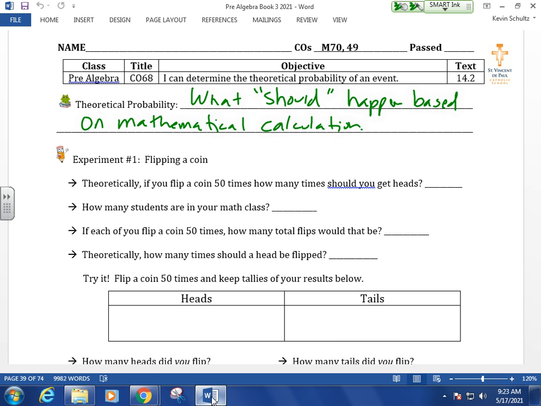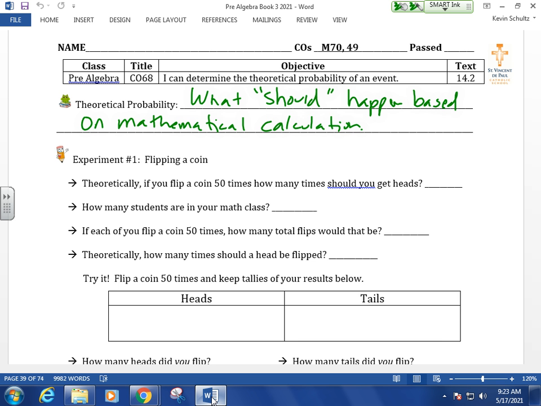But like we talked about, that would be boring if everything happened exactly the way it should. Okay, you could calculate the outcome of your life, which maybe might give you a sense of security, but would also be extremely boring. Okay, so we are going to look at what happens in the theoretical versus the experimental. So experiment number one, flipping a coin.